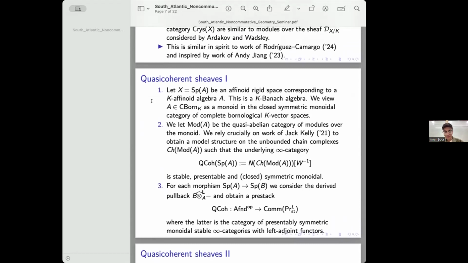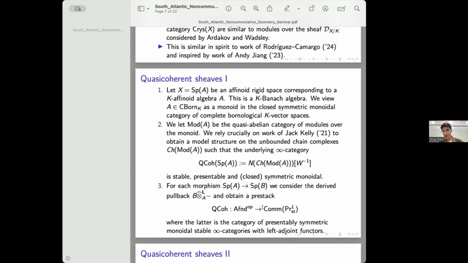Okay, so for each morphism of affinoid rigid spaces, you can consider the derived pullback. That is just given by the derived tensor product. So that gives you a functor from QCO of SpA. Oh, I've got that the wrong way. Sorry, this should be A tensor over B. So, okay, you can consider the derived pullback, and this will get you a pre-stack on affinoid rigid spaces. And I've written this notation here.